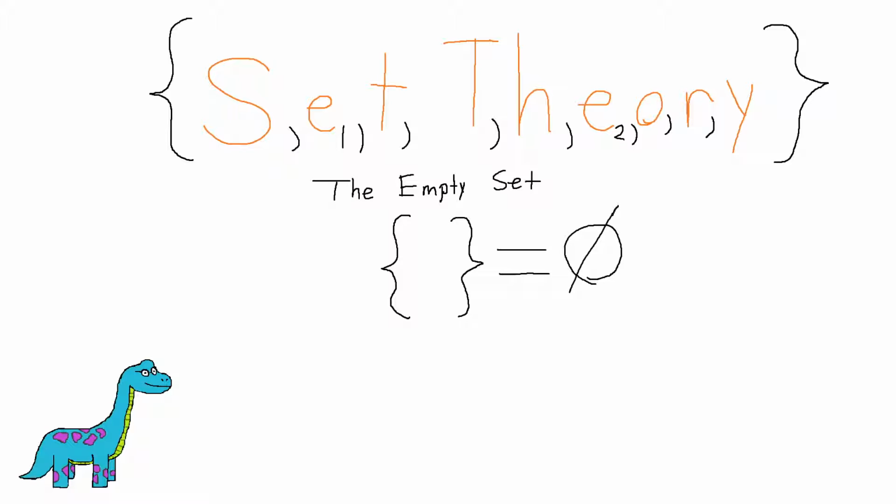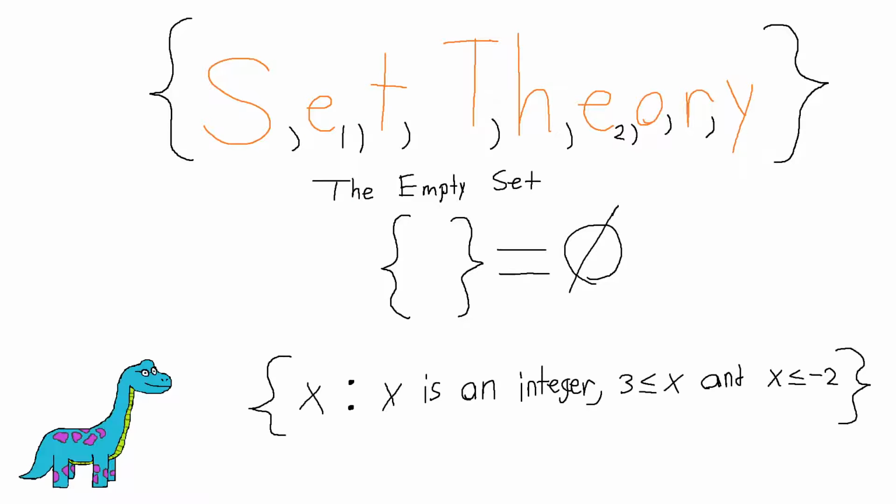a slash in it. The empty set can appear when we try to build a set based on a condition, but nothing satisfies that condition. For example, suppose we consider the integers that are greater than or equal to 3, while also being less than or equal to -2. It's impossible for an integer to satisfy these conditions, so the set ends up being empty.